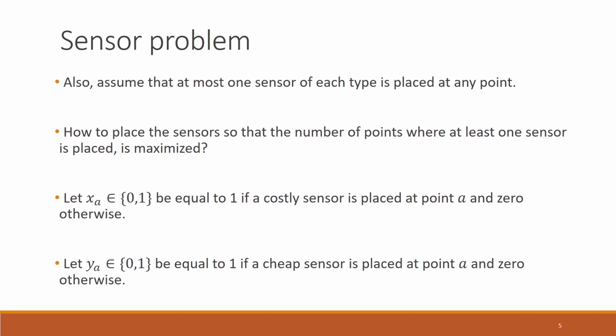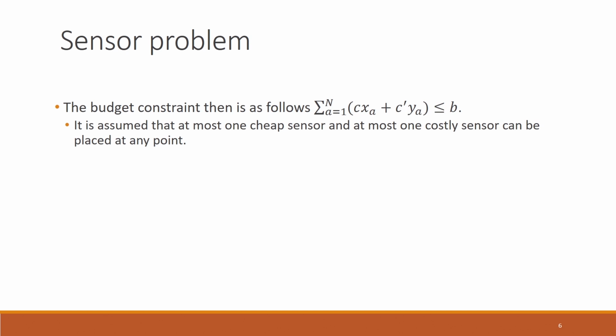Similarly, let us define another decision variable Ya which is also binary. It will be equal to 1 if a cheap sensor is placed at point a and it will take the value 0 otherwise. And therefore, the budget constraint can be defined as follows.